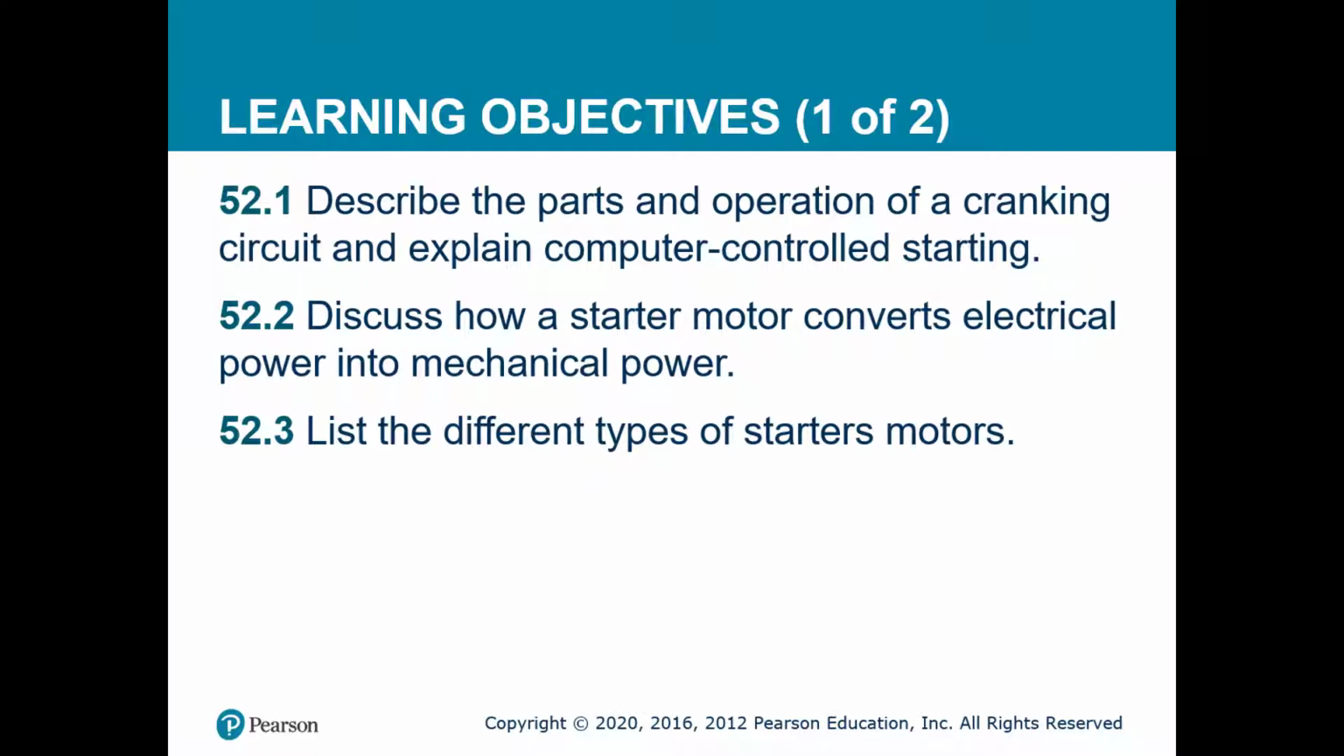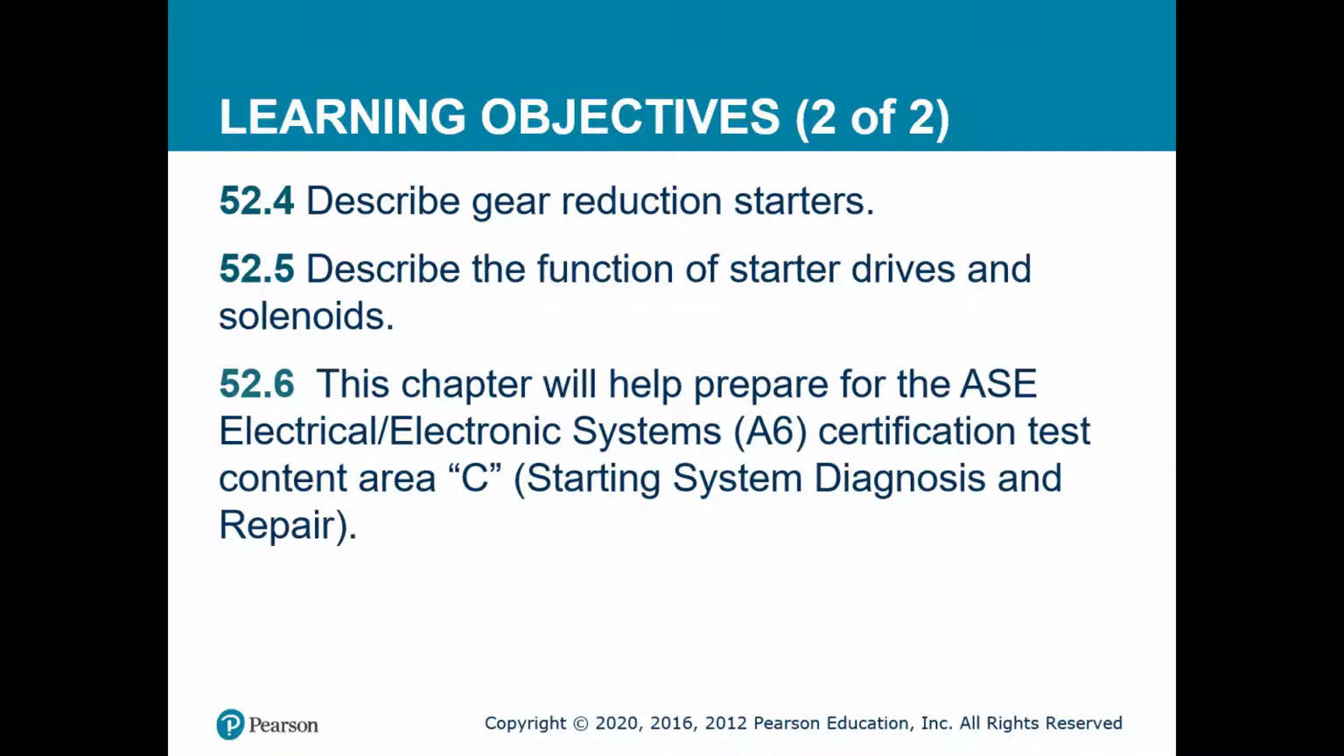I will describe the parts and operation of a cranking circuit and explain computer-controlled starting. I will discuss how a starter motor converts electrical power into mechanical power. I will list the different types of starter motors. I will describe gear reduction starters, and I will describe the function of starter drives and solenoids. The information found in this chapter will help you prepare for the ASE Electrical Electronic Systems A6 Certification Test Content Area C.